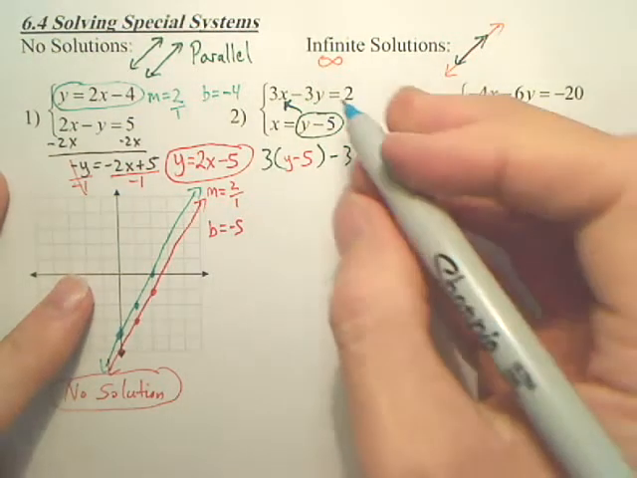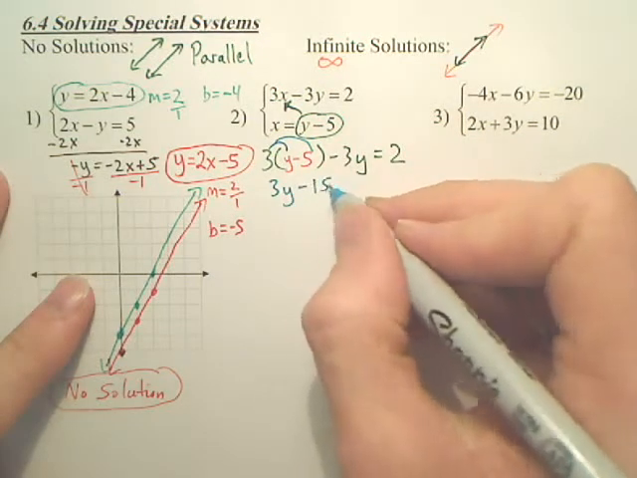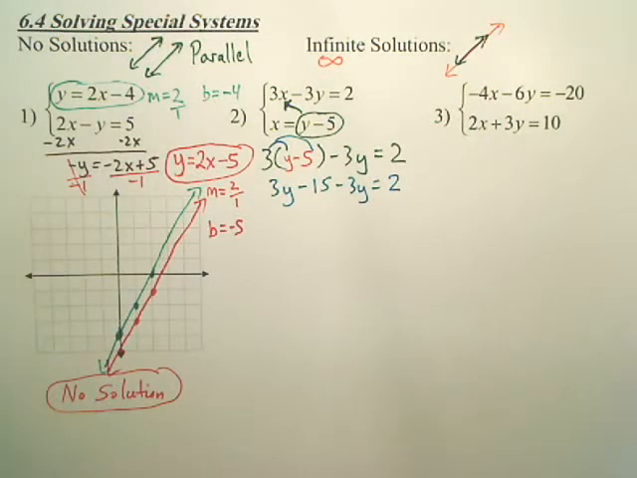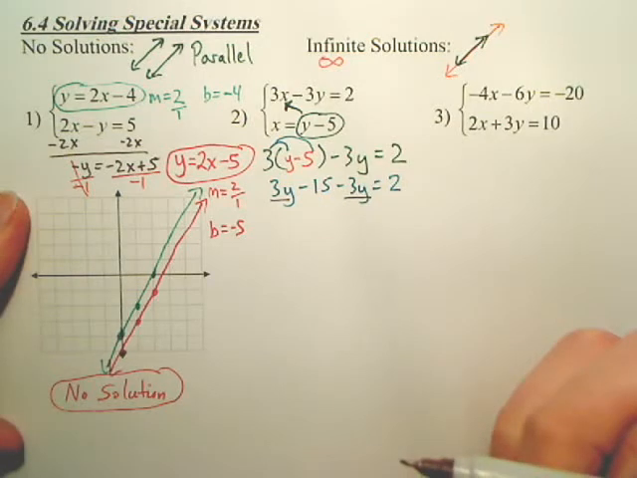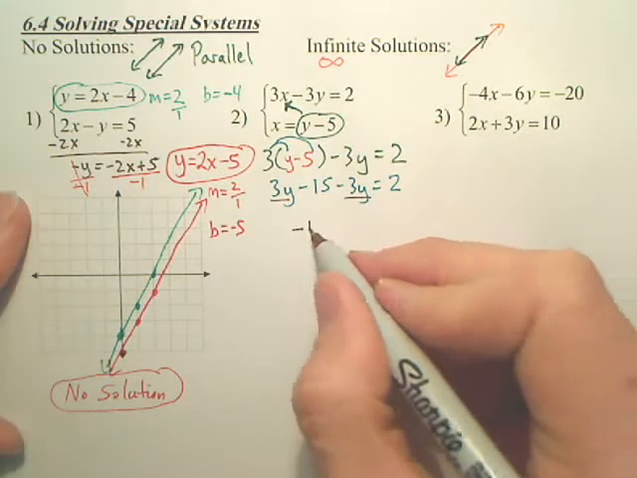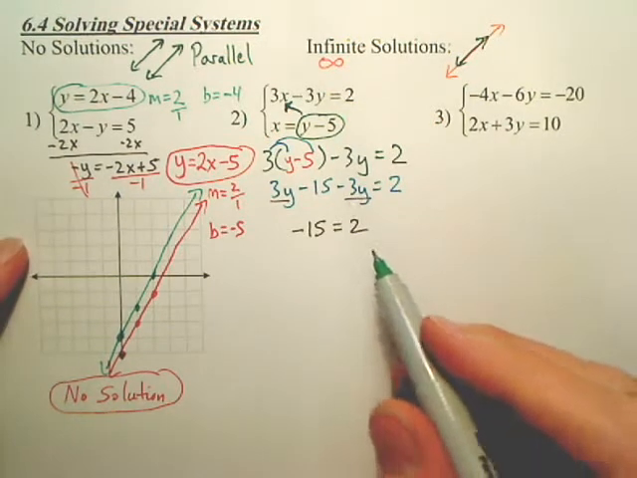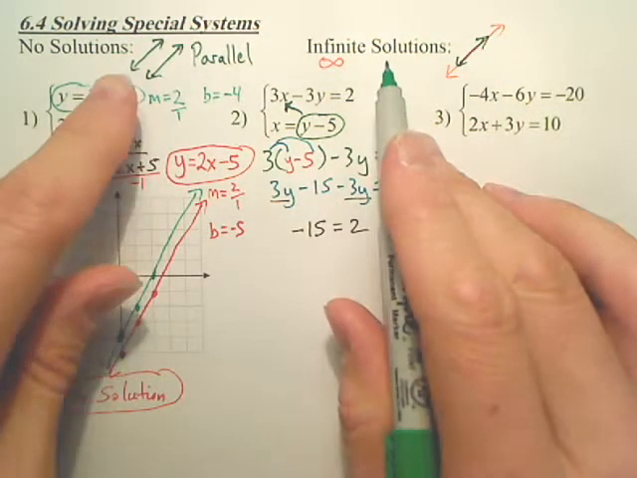Now let's solve this for y. 3y minus 15 minus 3y equals 2. Let's combine. Well, what happens there? What's 3y and negative 3y? They're gone. Can I solve for y anymore? So is there going to be a problem when everything drops out? Yeah. So won't this be a special system? Everything dropped out, correct? But which one is it?